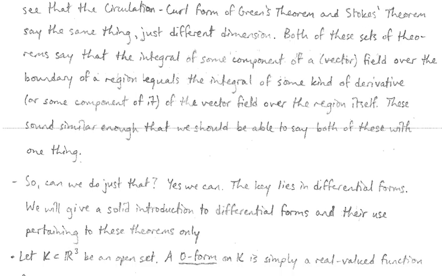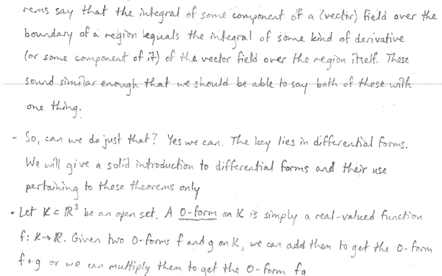Now, as I said, we're going to give a solid introduction into differential forms in this video, and they're used pertaining to these theorems only. In the general world of differential forms, you can have these differential forms in R4, R5, all the way up, and in other vector spaces, we're only going to go up to R3. So suppose we have an open subset of R3. We're going to call this open set K.